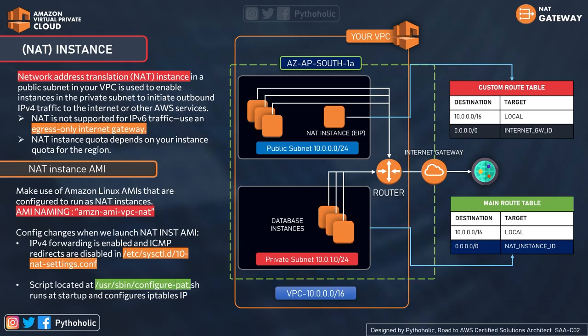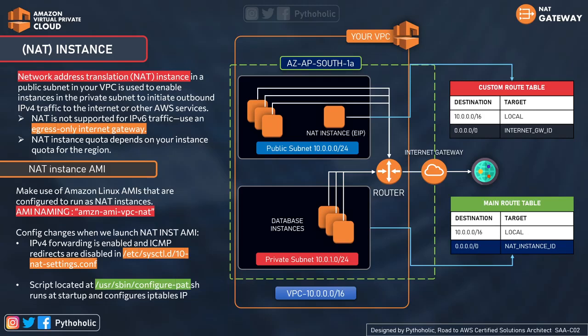So now let's see how we can create a NAT instance. Here we can use the Amazon Linux AMIs that are already configured to run as a NAT instance. So that's a big relief. You don't have to take the headache of creating one for yourself. You can search for it in the list of AMIs by the naming convention, something like amzn-ami-vpc-nat. And you can create your instance with that AMI with the instance family and the storage that you need.